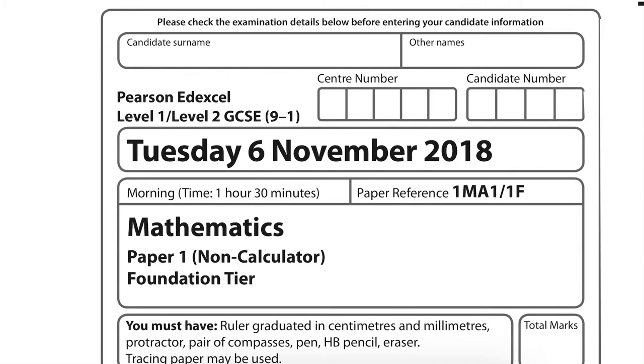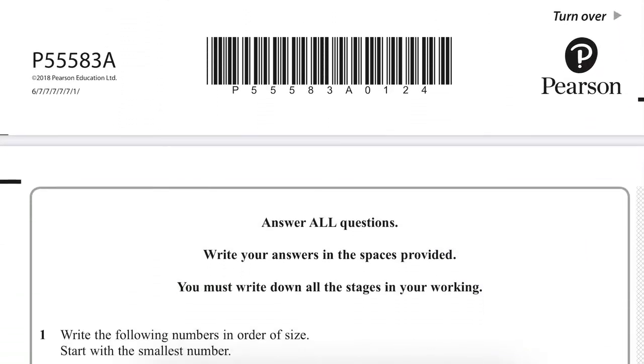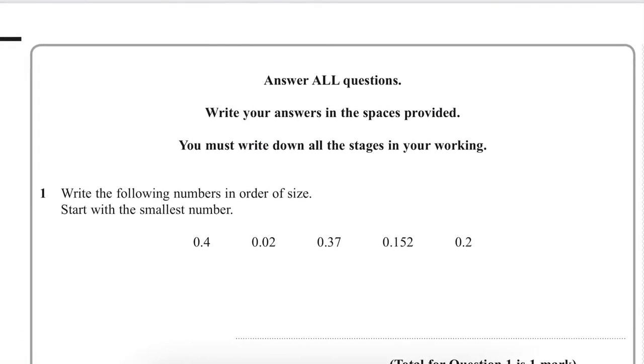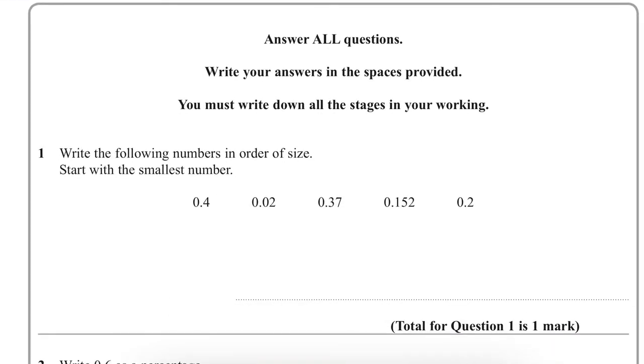Let's look at past paper 2018, Mathematics Paper 1 Foundations here. And let's look at question 1. Question 1, write down the following numbers in order of size. Okay, a nice easy start.